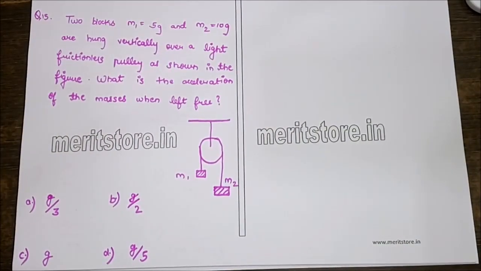Two blocks M1 is equal to 5 grams and M2 is equal to 10 grams are hung vertically over a light frictionless pulley as shown in the figure. What is the acceleration of masses when left free? The options are g by 3, g by 2, g and g by 5.